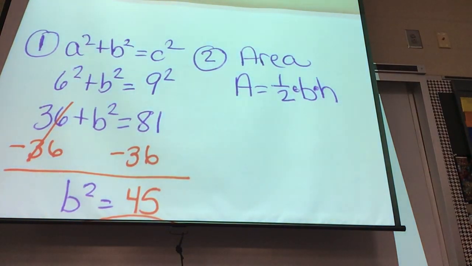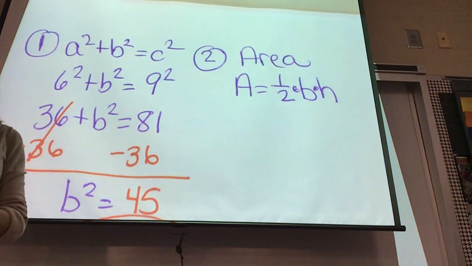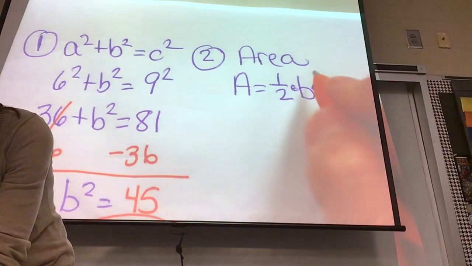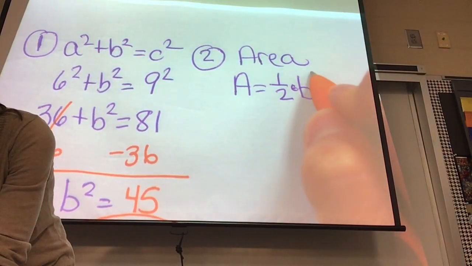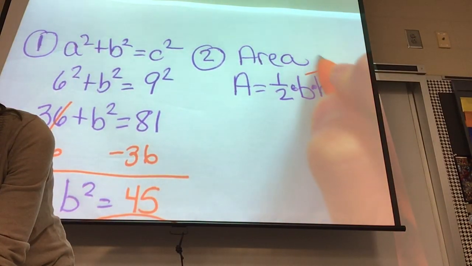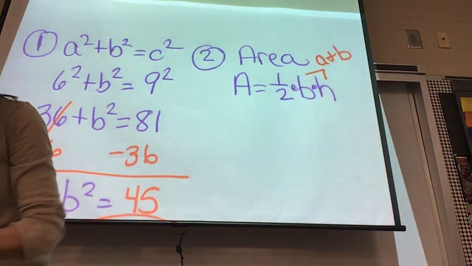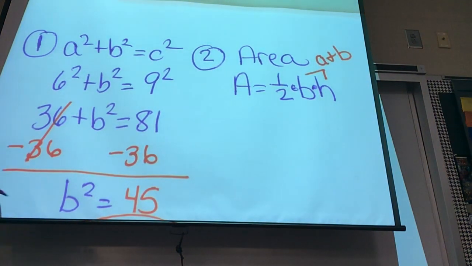So you have to make sure you got both a and b. If you don't have a and b, it's not going to work. Because you got to have that base and the height. Because, and I'm going to put it right here, these are both a and b. Because that's what the base and the height are. They are not the diagonals, they are the a and the b of the right triangle.